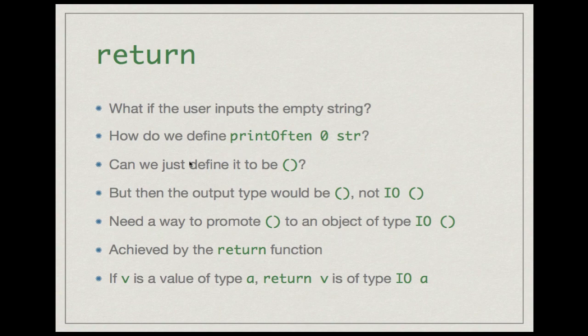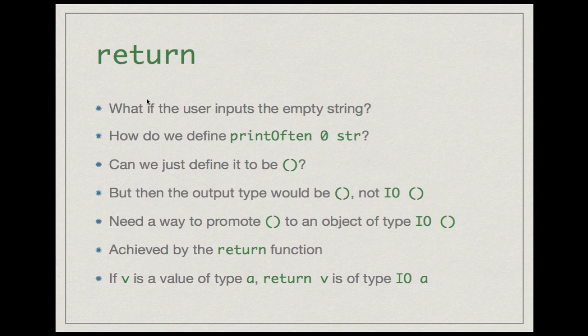Recall that the return value of printOften is IO (). For printOften 0 string, there shouldn't be anything printed on the screen. So can we just define it to be the empty tuple? But the output type then would be () and not IO (). So we would get a type mismatch. This means that we need a way to promote the empty tuple to an object of type IO (). This is precisely achieved by the return function.